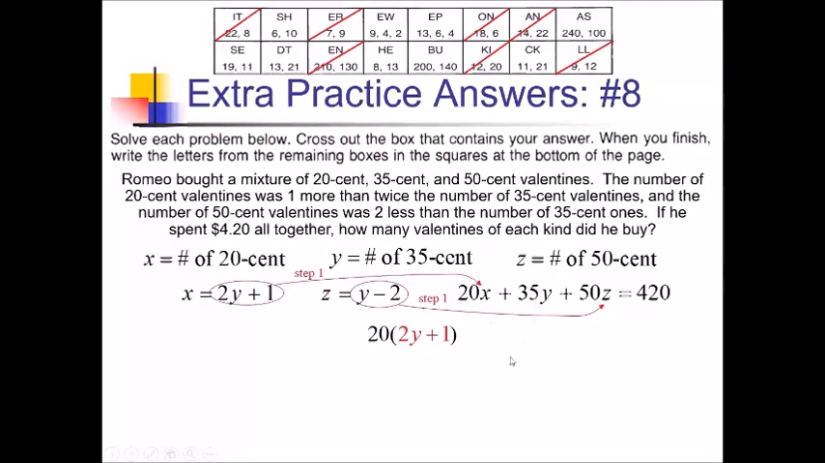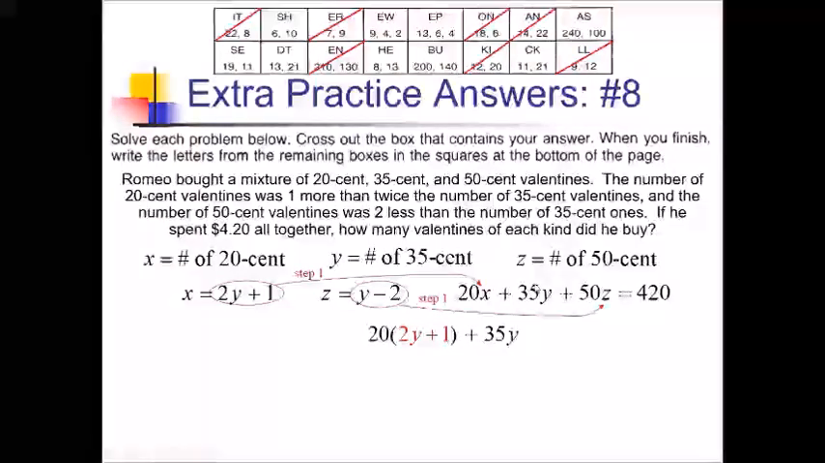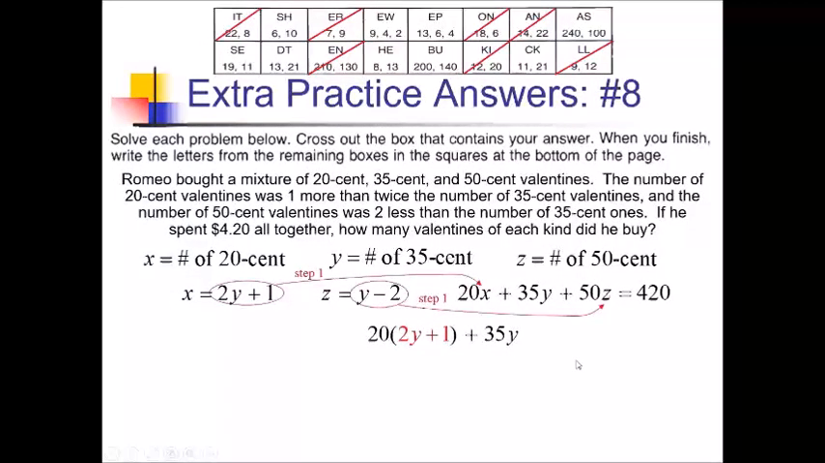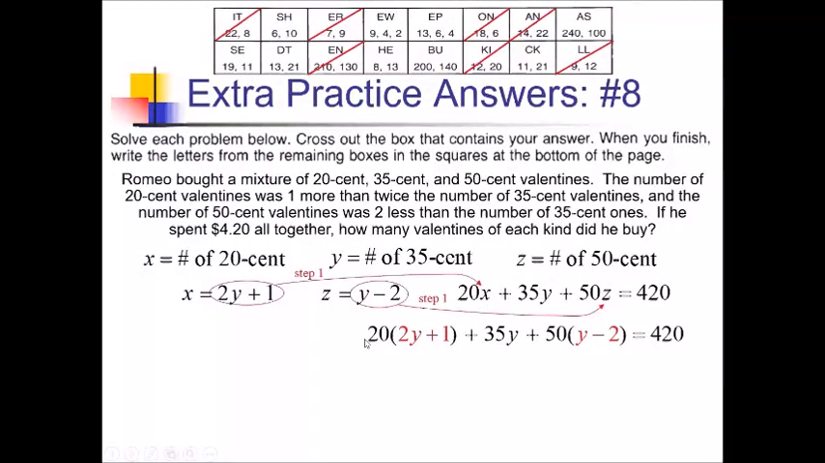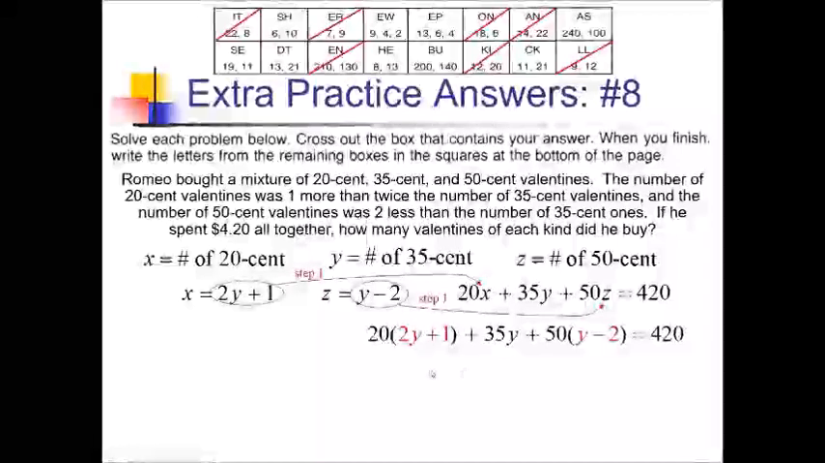35y is still a thing. We haven't replaced y with anything. And then we'll have 50 times parentheses y minus 2. And that all still equals 420. So again, what we've done here, it was pretty intimidating, but at this point we only have y to solve for. Once we find y, we can use that to actually figure out both of these other variables. So let's go ahead and distribute and clean up this left side of the equation.